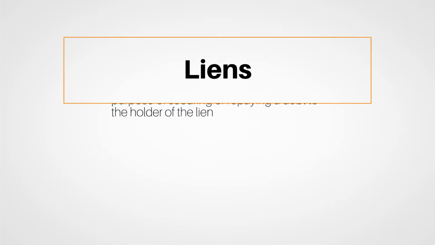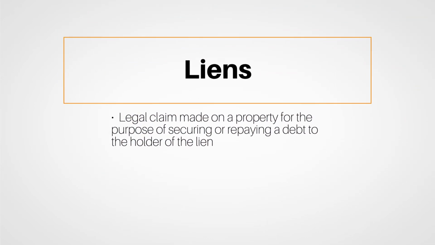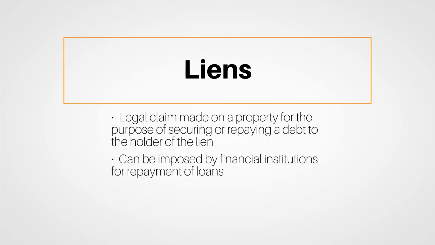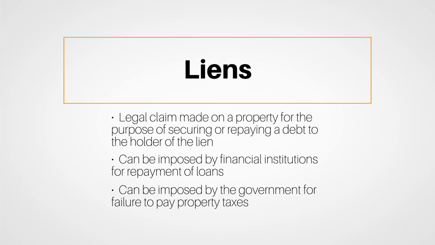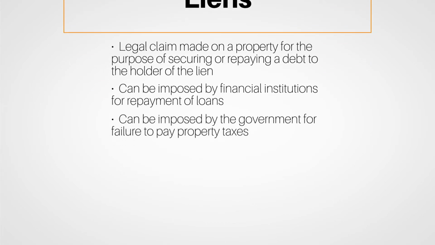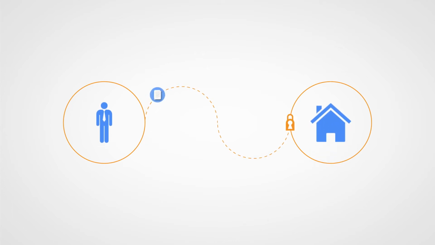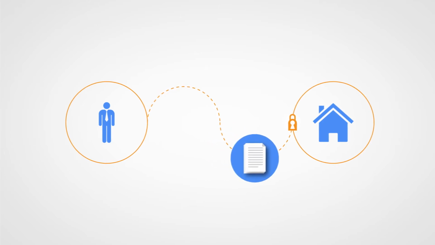A lien is a legal claim made on a property for the purpose of securing or repaying a debt to the holder of the lien. Liens can be imposed by financial institutions for repayment of loans. Alternatively, a lien can be imposed by the government for failure to pay property taxes. Liens usually carry with them the right of the holder of the lien to repossess and sell the property in order to pay off the debt.